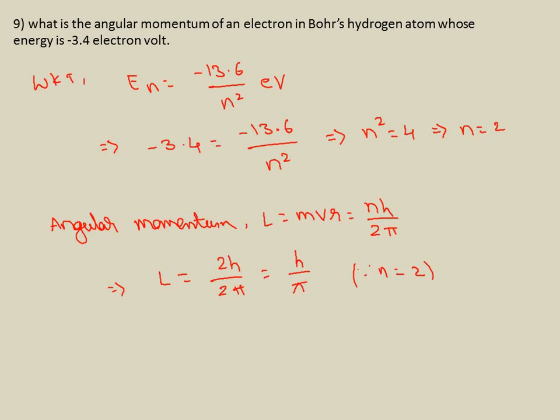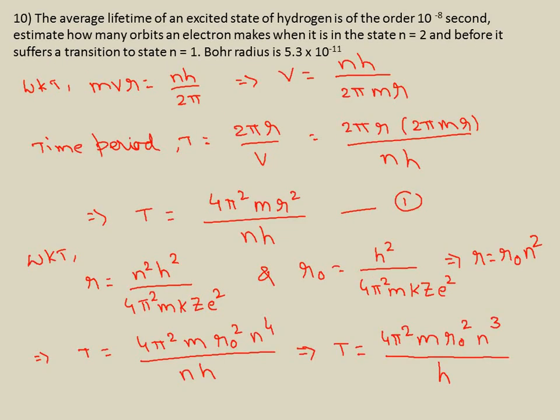So energy and angular momentum we have to find out. Energy has been given, very easy one. Energy is minus 13.6 by n square electron volt. So energy is already given as minus 3.4, and from there I can get n to be 2. Angular momentum is mvr equal to nh by 2 pi, Bohr's condition. If I substitute n equal to 2, I can get L equal to h by pi. That's your final answer. Let's see the next one.